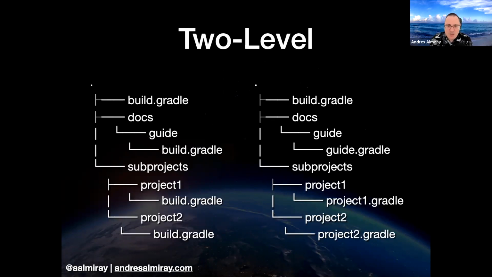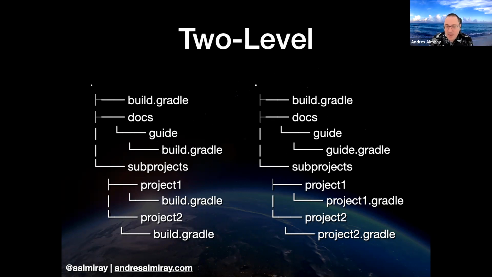The next one is a 2-level structure where projects that have certain commonalities are bunched together into the same subdirectory. So now we can see project 1 and project 2 may have the same or similar capabilities, so they're put together in the sub-projects directory. Inside the docs directory, we'll find guide, there may be manual, there may be Javadoc, there may be tutorials, whatever it is. You can do exactly what you want as long as you have a 2-level structure. Notice that again, you can do build.gradle or you can use the project name.gradle.